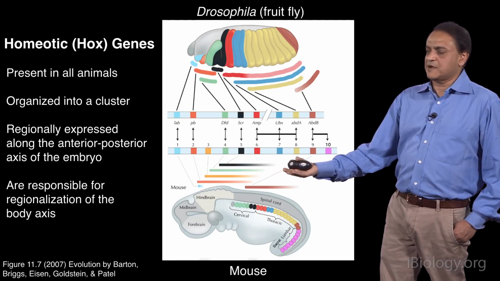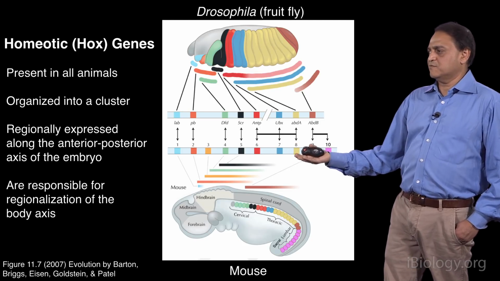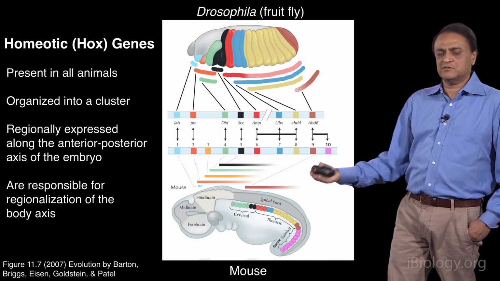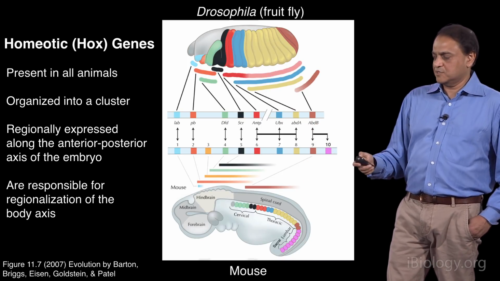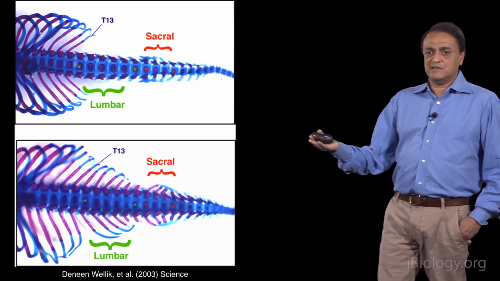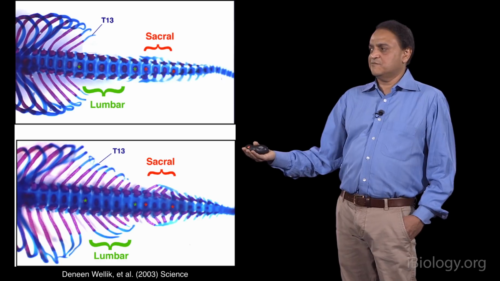The one thing that this diagram doesn't show you is an additional complexity, which is that in mice and humans and other vertebrates, there are actually 4 copies of the complex. So there's a little bit more complexity there. But overall, there's that same similar organization. And if you start to mutate these genes in something like a mouse, you get the same sort of phenotypes that you see in flies.